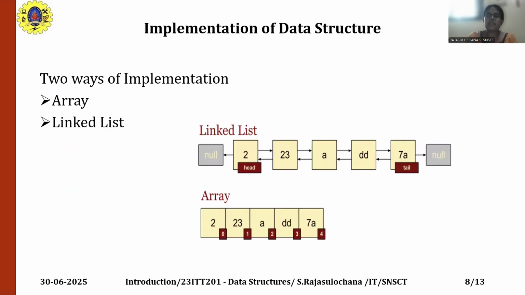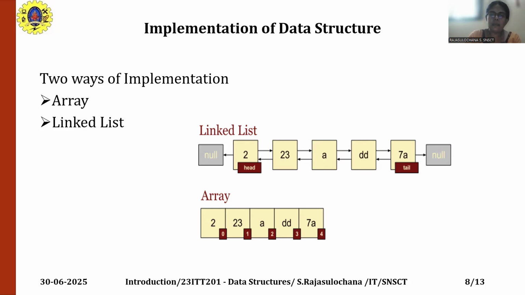So in today's lecture, we will see how to implement the data structure. In general, data structure can be implemented in two ways. One is it can be implemented with the help of an array, or it can be implemented with the help of a linked list. I'm not going to discuss array implementation in detail, but let me give an overview of what is array implementation of data structure.